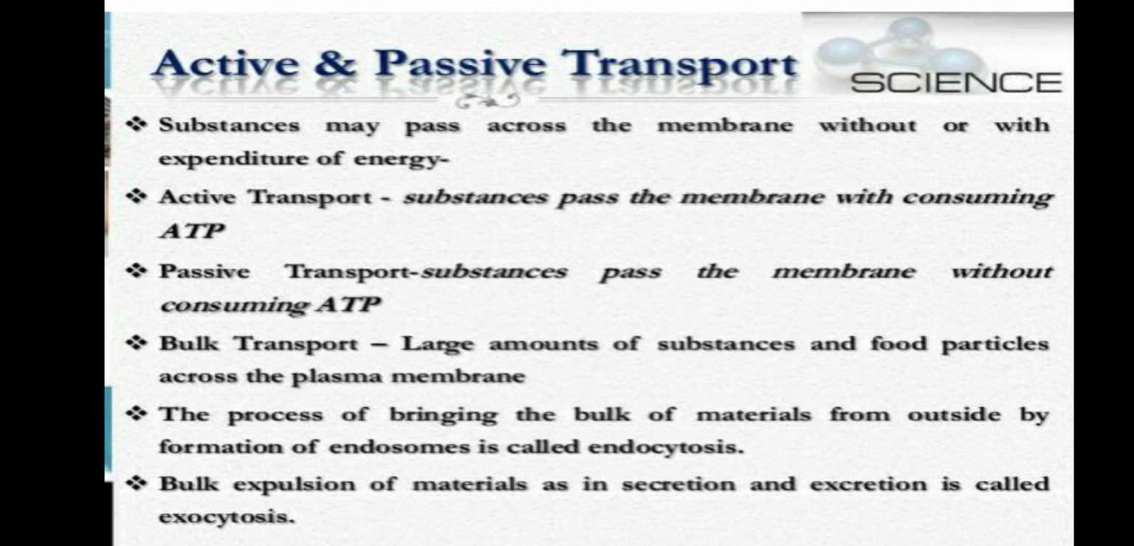Okay, what is passive? Passive is the opposite of active. In passive transport, substances move from high concentration to low concentration without using energy. Okay, in active, substances move from low to high by using energy, while in passive, substances move from high to low without using energy. Now what is bulk transport? What is the meaning of bulk? Bulk means large. So in bulk transport, a large amount of substance moves across the plasma membrane. Okay, so endocytosis, the method by which the cell takes its food, and phagocytosis, they are examples of active transport.